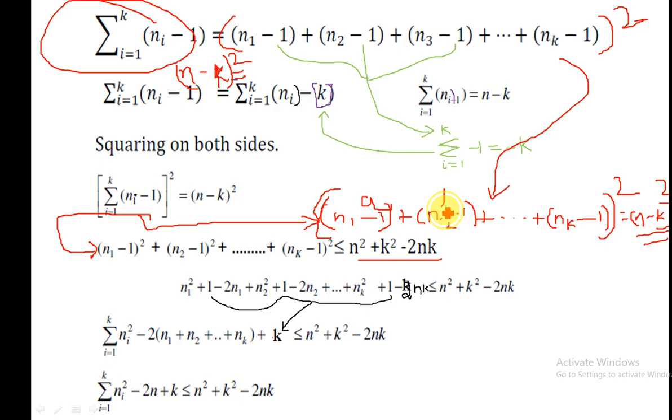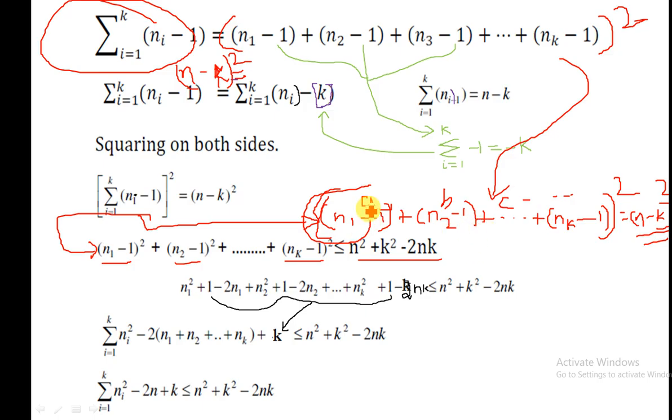A plus B plus and so on, up to K, whole square. Easily we know the formula for (A plus B) whole square: A square plus B square plus 2AB. But here it is A plus B plus C and so on up to K. That's why I am writing A square plus B square and so on, N_k minus 1 whole square, and some of the terms may be omitted.